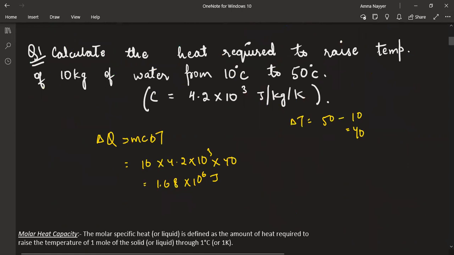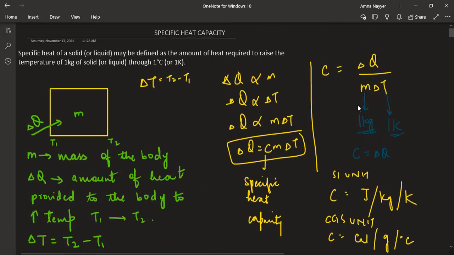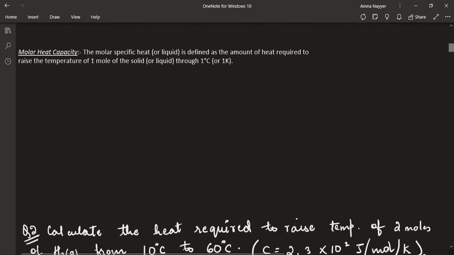1.68 into 10 to the power 6 we got. All right. So we simply used the formula delta Q is equal to MC delta T. Molar heat capacity is defined as the amount of heat required to raise the temperature. Now see here, what is the difference? When this was for 1 kg, we called it specific heat capacity. When this is for 1 mole, we'll call it molar heat capacity. That is the only difference.